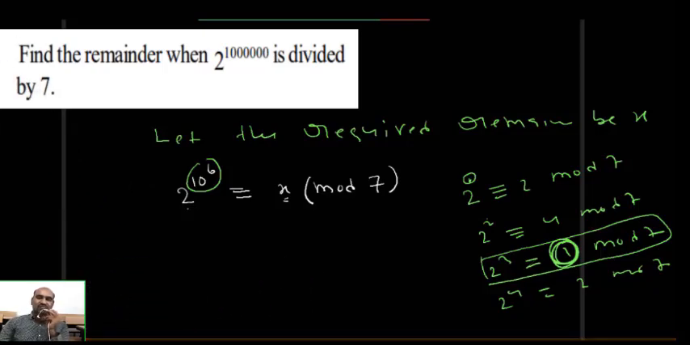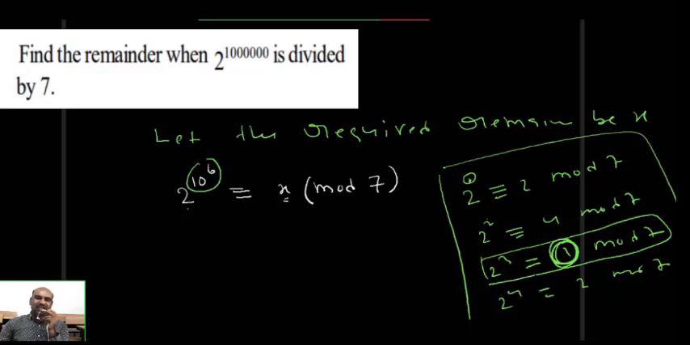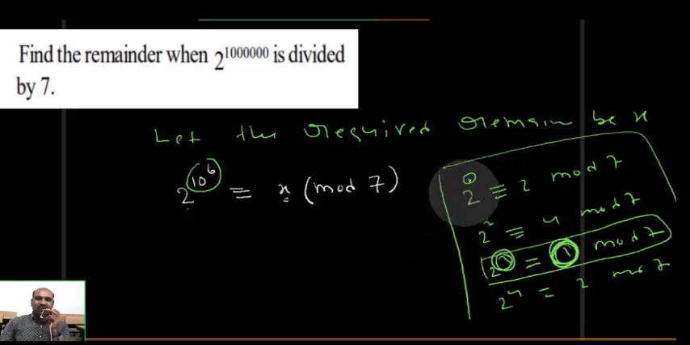So what is my inspection? This inspection says that the smaller exponent of 2 is 3. Then only you get x equal to 1. That I will write.